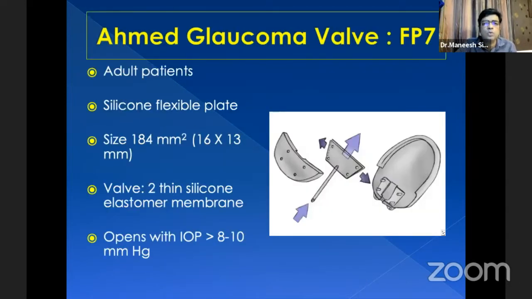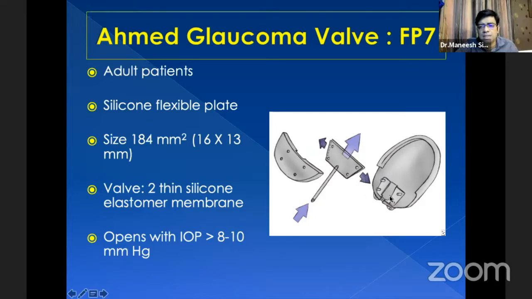Also understand the tool you're using. There are two variants of the Ahmed glaucoma valve, the FP7 and the FP8. The more commonly used one is the FP7. As per the textbook, for all adults and those above 14 years of age, you should use the FP7, and in the pediatric age group, you should use the FP8.